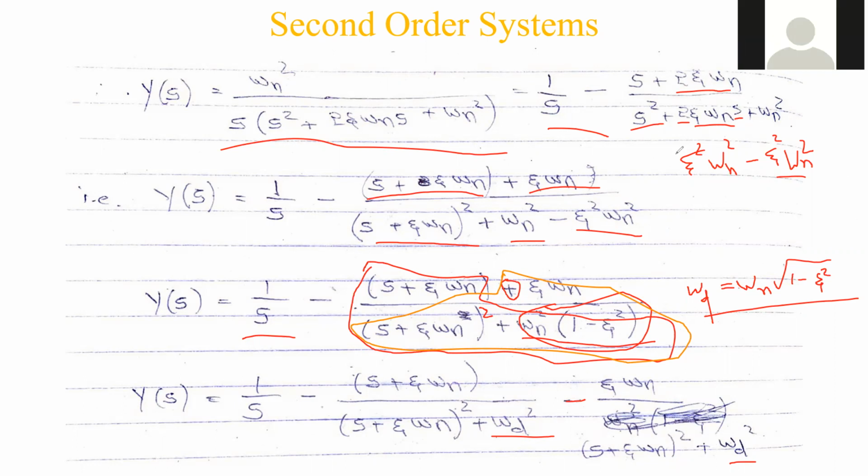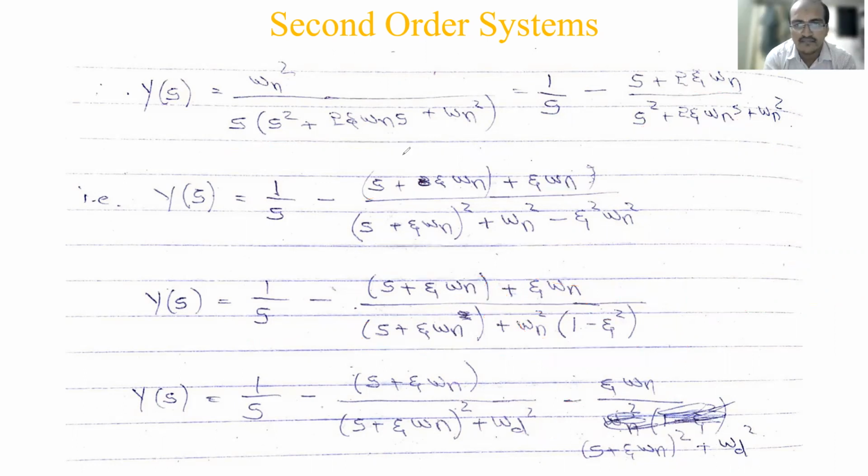Sir, I didn't understand the third step, this one. So that s plus zeta omega n whole square plus omega n whole square. When you are writing that, I hope you understand. Let me, I will repeat.